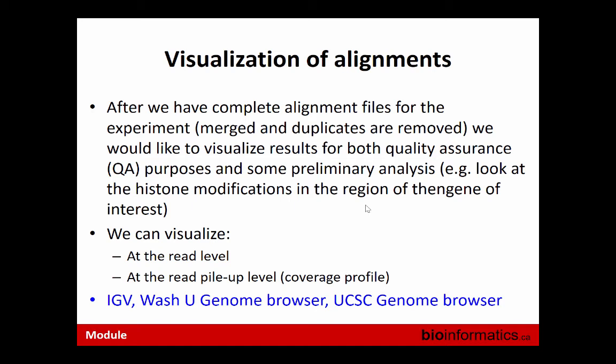And also, when we do alignment, we artificially chop our FASTQ into smaller chunks and then put them on a cluster to align with multiple CPUs just to do it faster. And then we merge the alignment results.